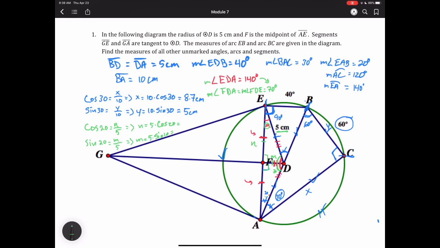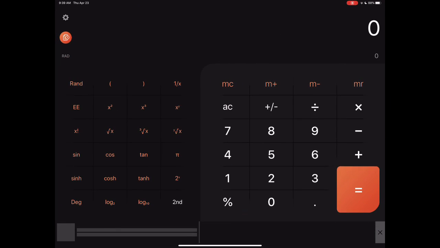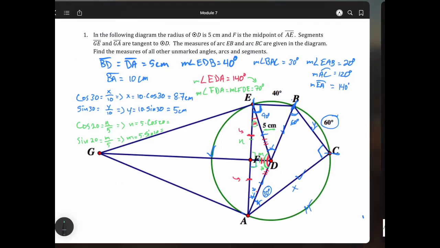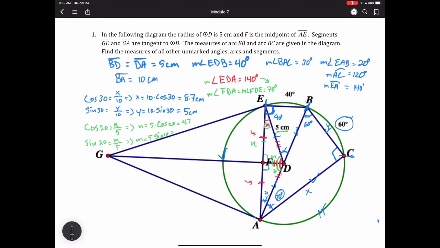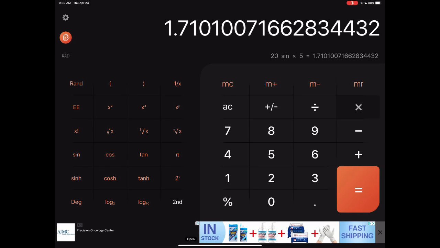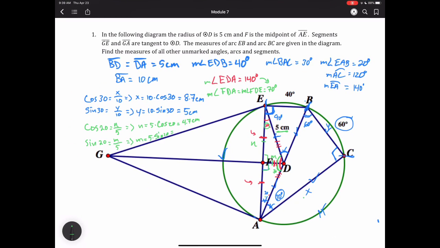And I'm going to plug those into my calculator. So 20 cosine times 5 equals 4.7. So 4.7 centimeters. And then right here, M, sine of 20. So 20 sine times 5, and that equals 1.7 centimeters. So 1.7 centimeters. There we go. So that gives me all three segments, EF, FA, and FD. All right, so we're good there.